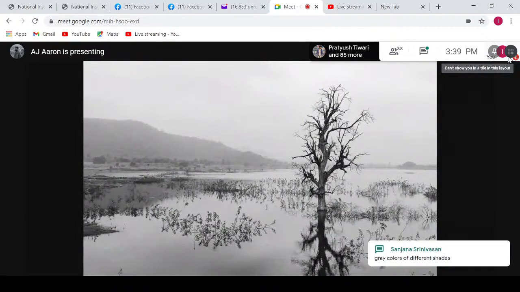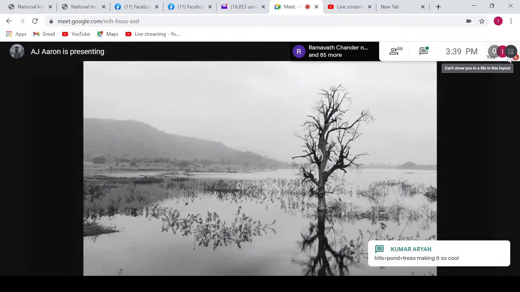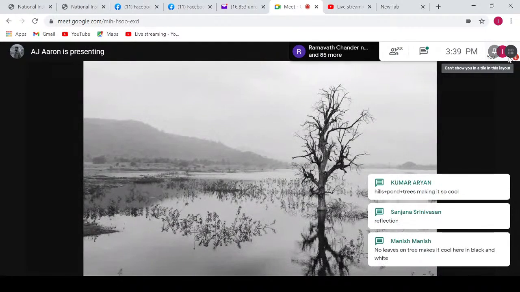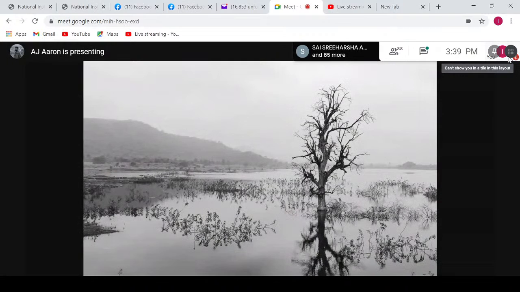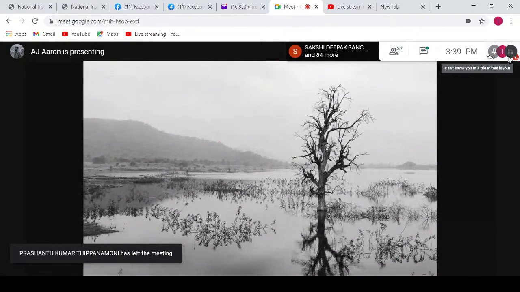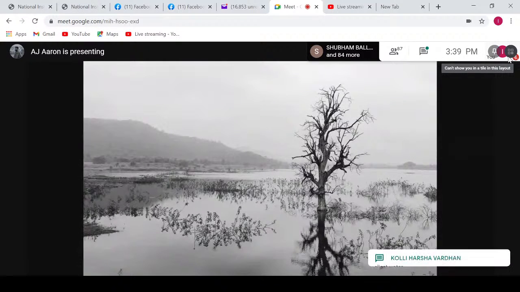Someone says contrast, color, yeah. Colors, black and white, grayscale, yeah. Reflection, yes. Grayscale and reflection, yes. The tree, yeah. Reflection, hills, ponds, trees, yeah. No leaves on the tree makes it cool here in black and white. Yeah, that's true.